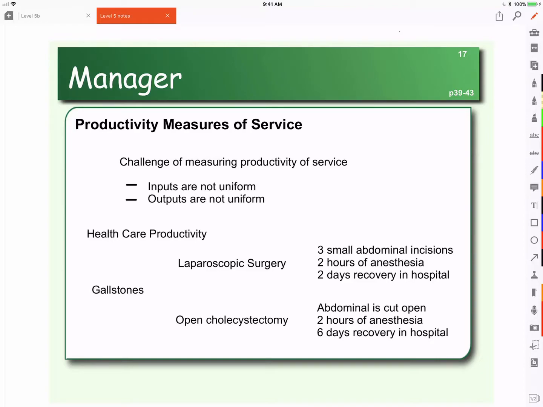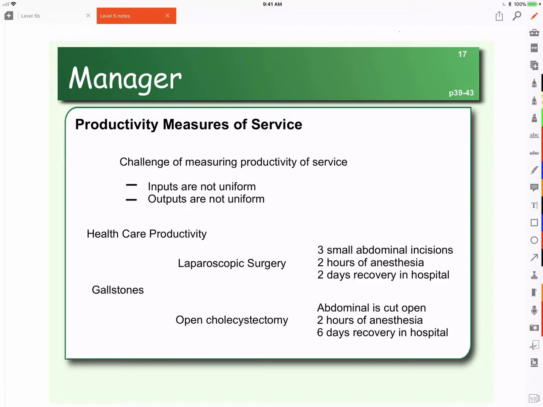Now let's look at measuring productivity when your company provides a service. If you think back to our level 0, we were looking at the difference between goods and services. And we said the challenge with services is that they don't have a uniform input. For example, if we're talking about a hair salon, then everyone doesn't show up with the same kind of hair, the same length of hair. So the inputs are not the same.